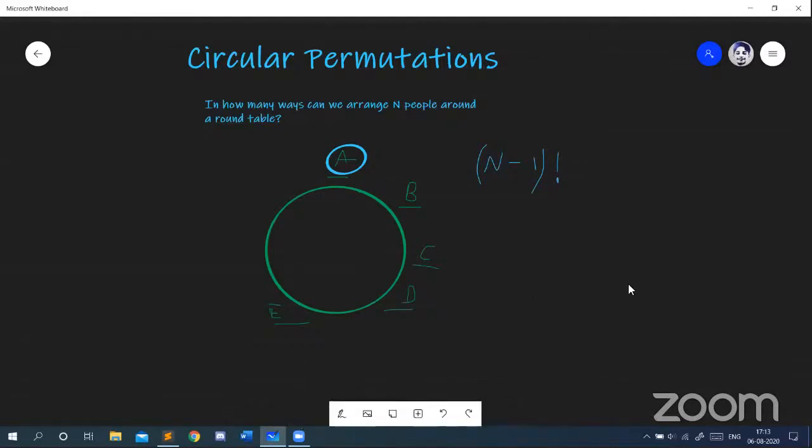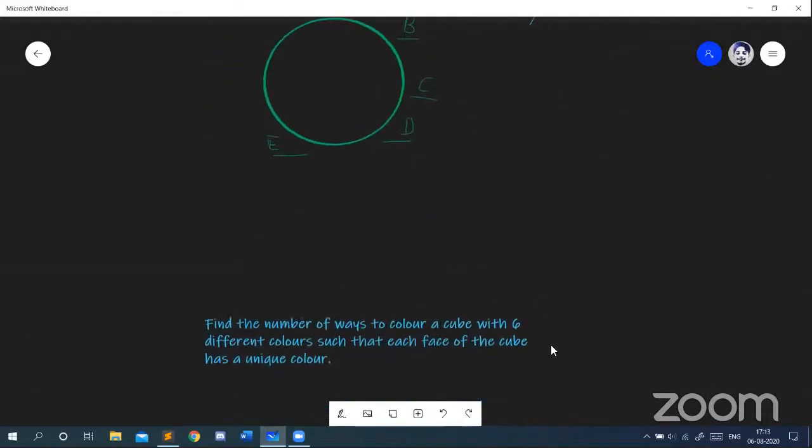I hope that part is clear. You can type in your questions in the chat as well. I'll be happy to respond to them, right? Now comes the interesting problem, which is an application of this.